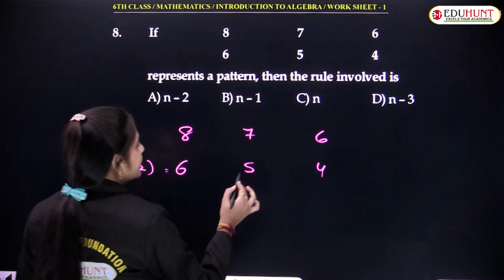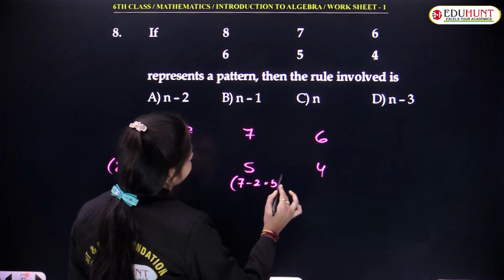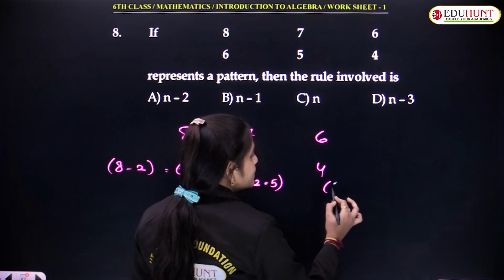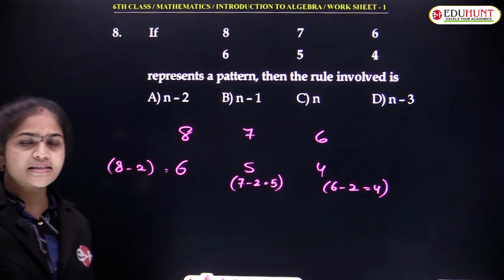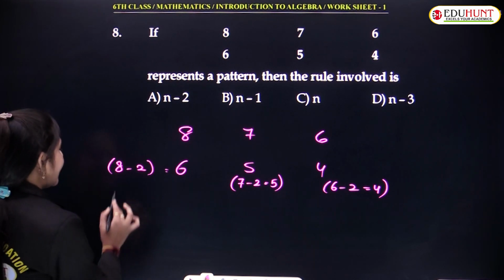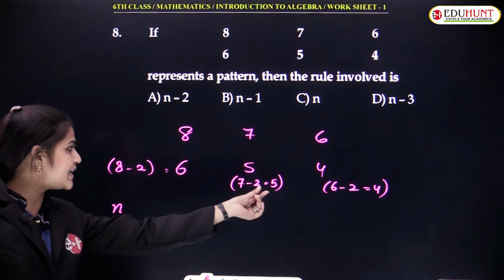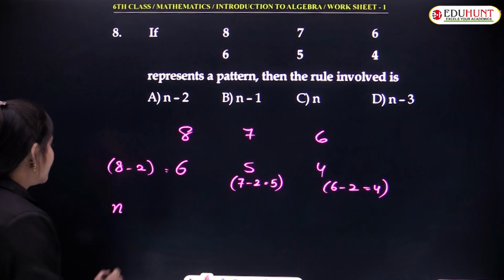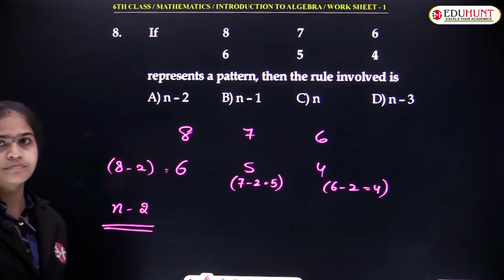Next come to this one. Here 7 minus 2 is equal to 5. Clear? And come to this one, here we can write this one as 6 minus 2 is equal to 4. Understand? As per this one, here 8 is equal to some n. Why? Because these values are changing and subtracting by 2 only. That is in common. So finally here n minus 2 pattern is following.